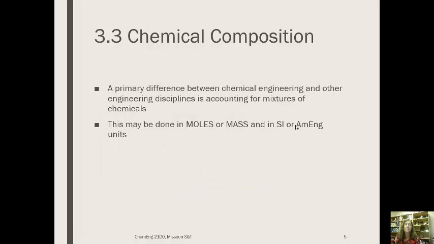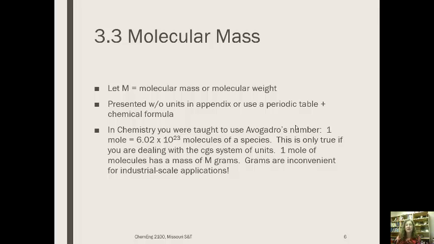So, chemical composition, another very common thing that we want to use when we describe chemicals. One of the things that's actually probably what distinguishes us the most from other disciplines is that we need to account for mixtures of chemicals. And this can be done in either moles or mass units, and it can be done in either SI or American engineering units. And this is one of the first places where people start going, "At this course," because this is new. Okay? So let's talk first about molecular mass.